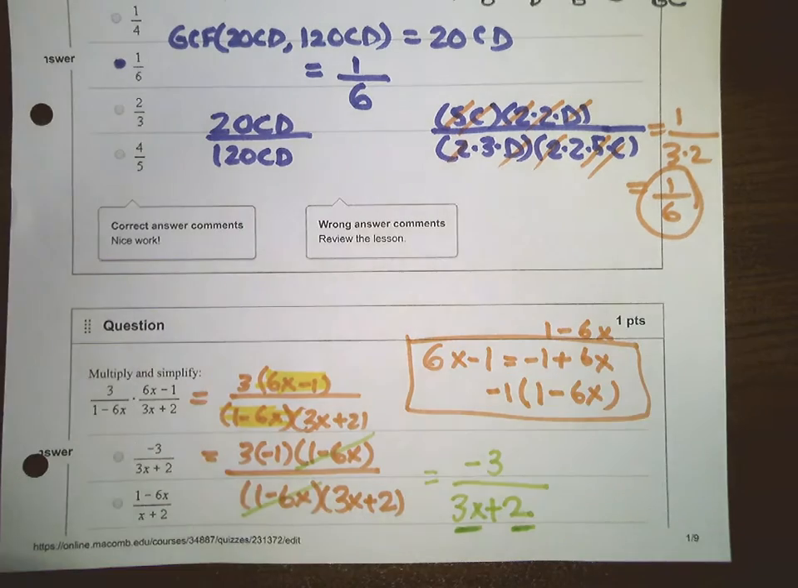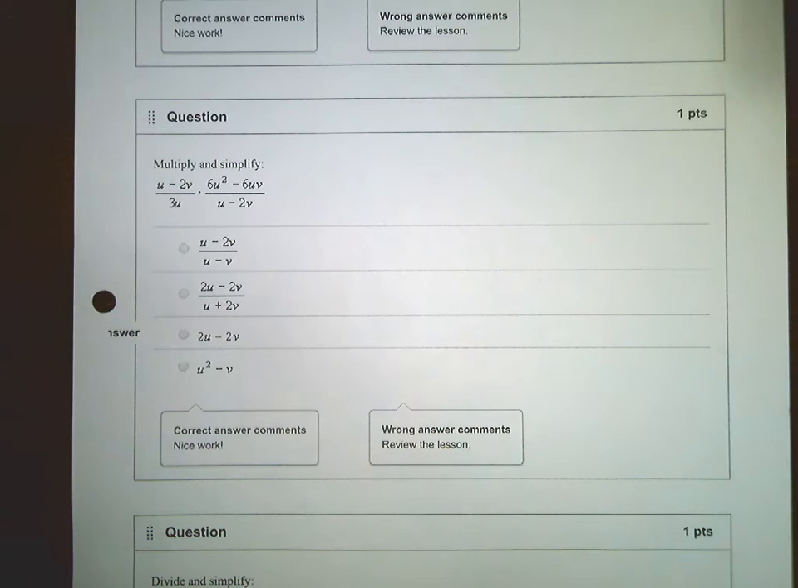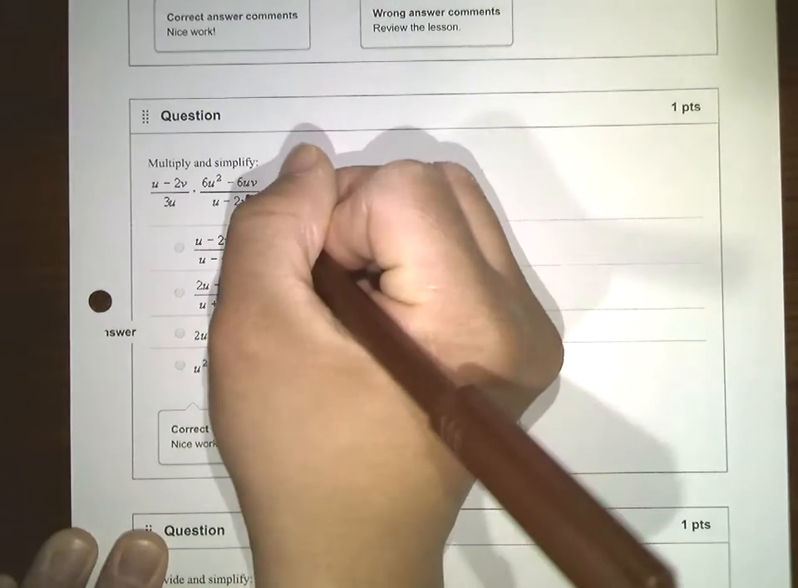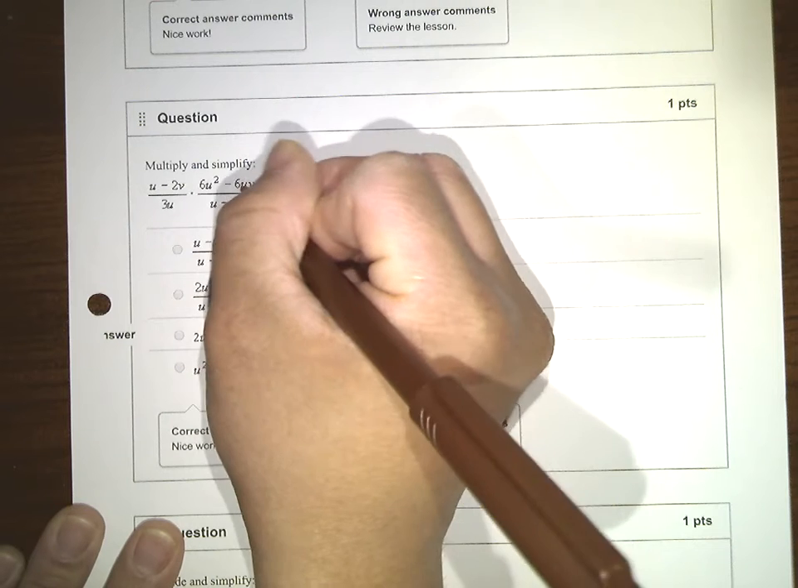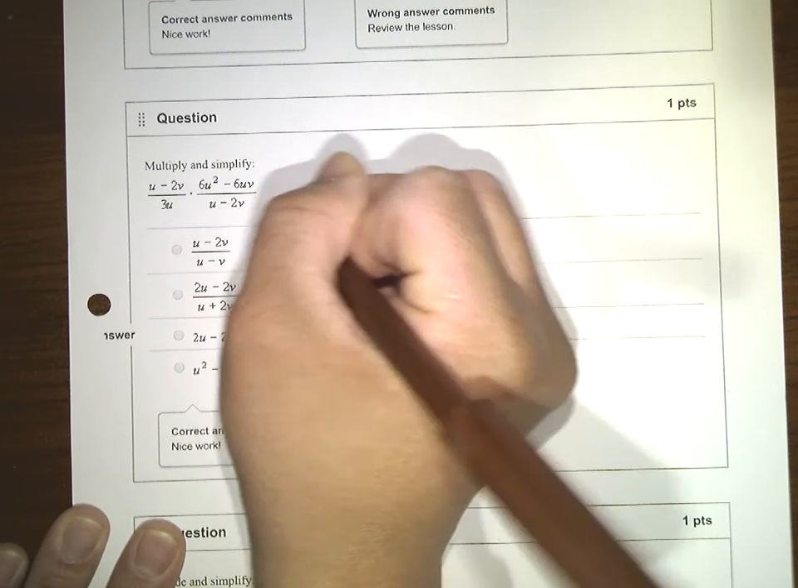All right, so the answer here is -3 over 3x plus 2. Let's try another one. So we have, multiply and simplify here. We have u minus 2v over 3u times 6u squared minus 6uv, all over u minus 2v.